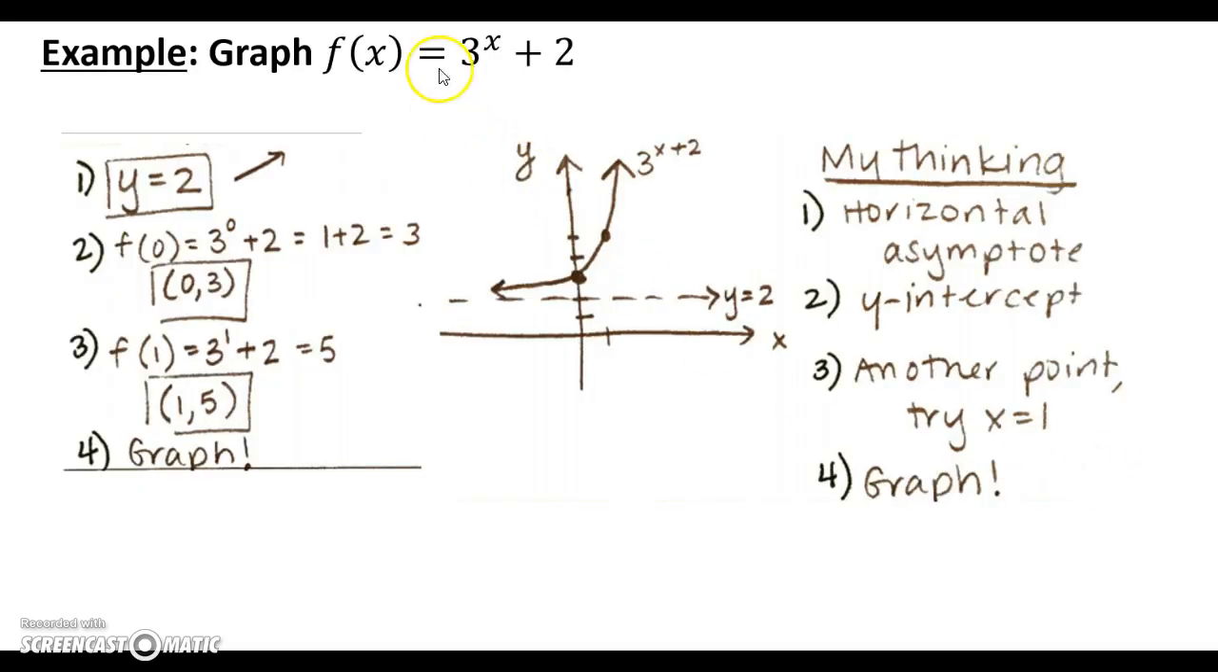So here's an example, 3^x plus 2. My thinking is, where's the horizontal asymptote? I find that it's at y equals 2 because of the plus 2. Then I find the y-intercept by plugging in x equals 0. Remember, anything to the 0 is 1. And then I pick another point. I did x equals 1 because I know 3 to the 1 is just 3. Then I plot my 2 points along with the asymptote.